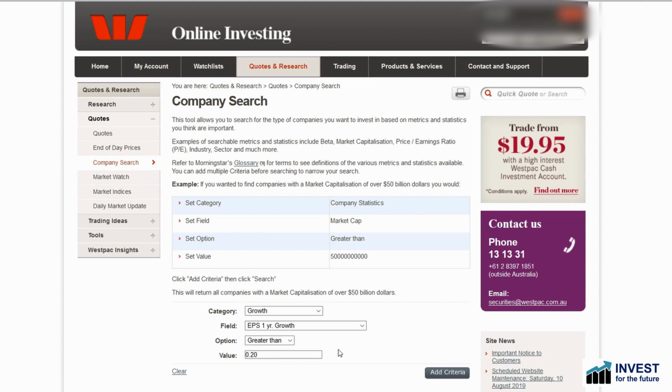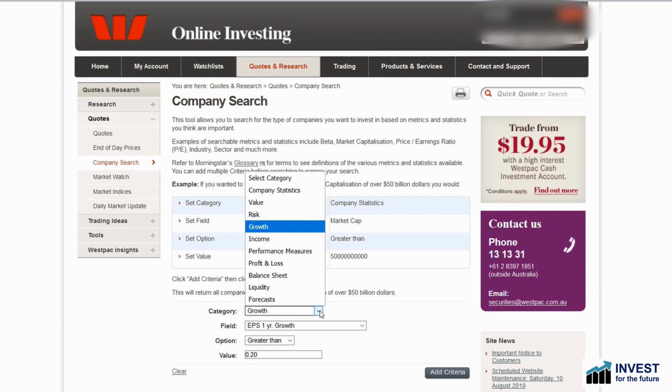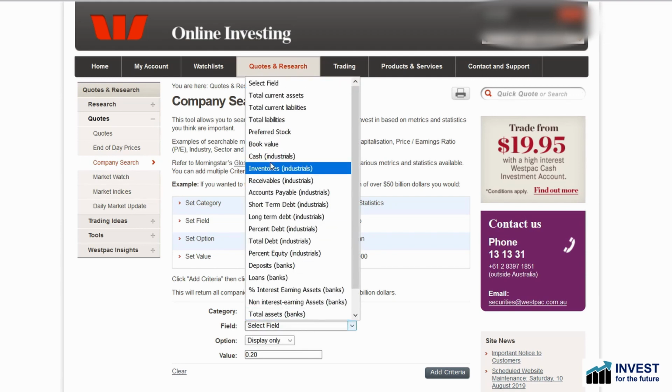Add that criteria. Now, unfortunately, WestPac does not have the net debt to equity figure easily accessible, and we actually have to do some calculations to get that figure. Firstly, we need to find out what's the cash position of the company. So we go to the balance sheet, select the cash, and you notice that it says industrials.